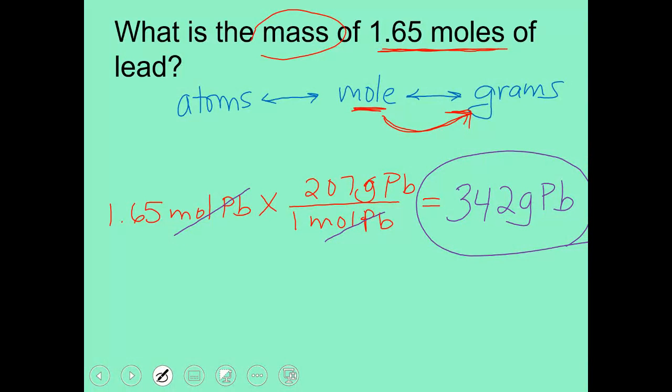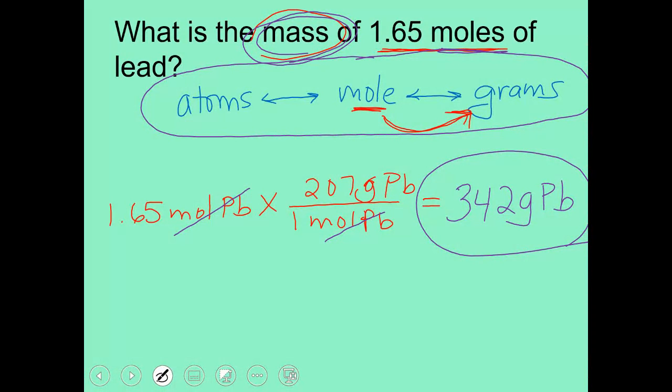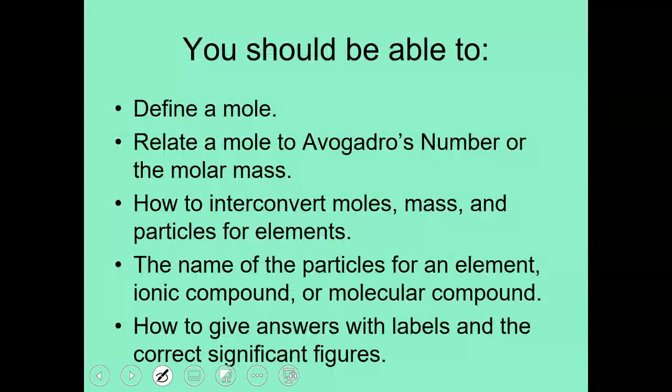So when you're doing these, labels are really important. Know what unit you're starting with so that you know where you are in this. Know what unit you're looking for so that you know how many steps you need to do to get there. And sometimes you can actually skip one of the steps, and it's a nice, easier problem.